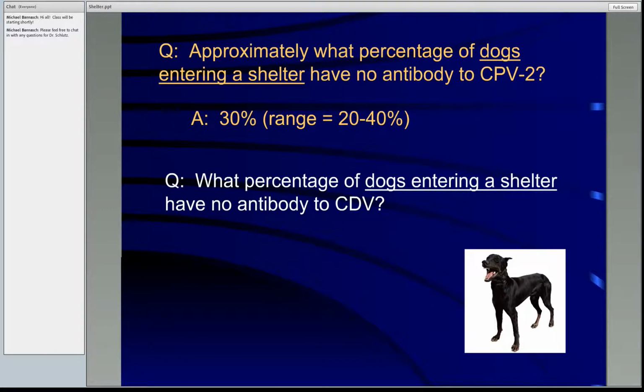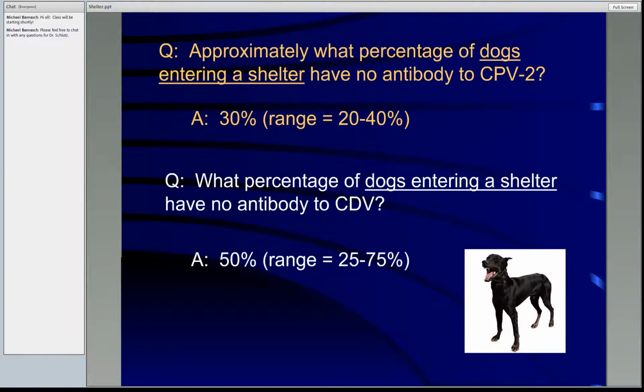What percentage of dogs entering a shelter have never seen distemper? And if they had ever seen these viruses, they would have antibodies and they would be immune. So these are all susceptible dogs. So that range is even higher. Why the difference between distemper and parvo?